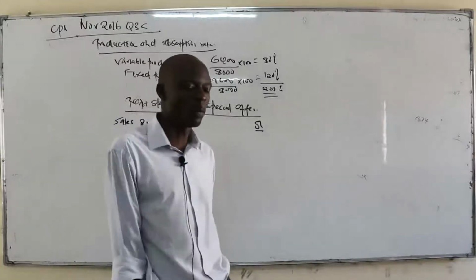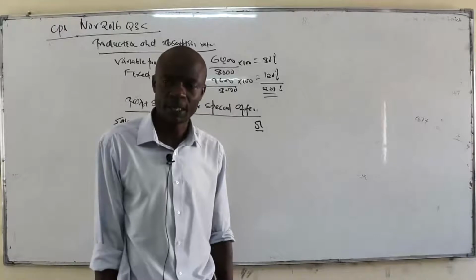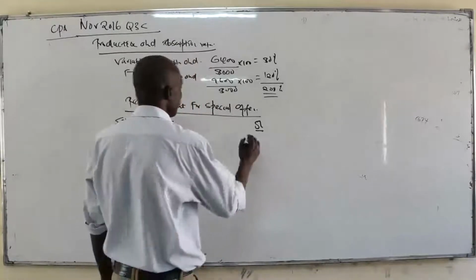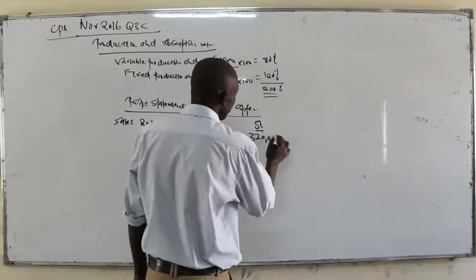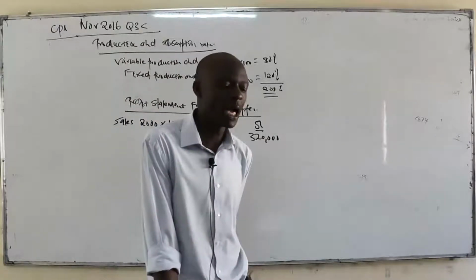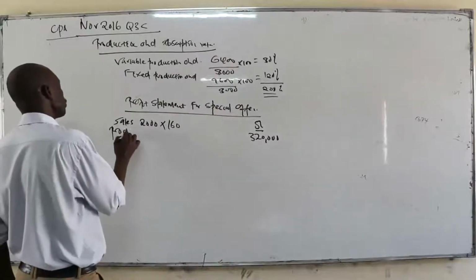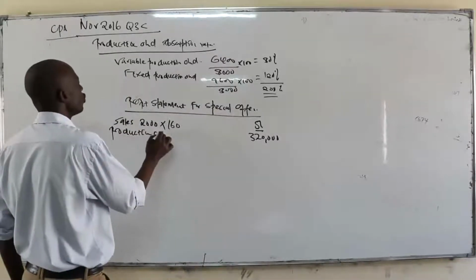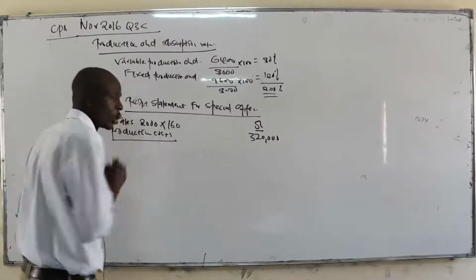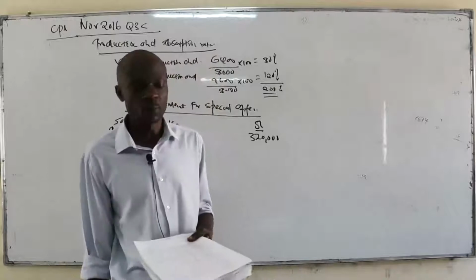So that one will give you how much? So this one will give you 320,000. That is the revenue they are receiving from the special offer. Are we together? And then now we less production cost. These 2,000 units are going to be produced, and they are going to incur costs in the production process.